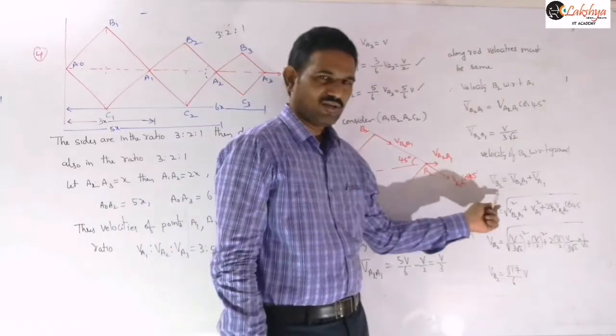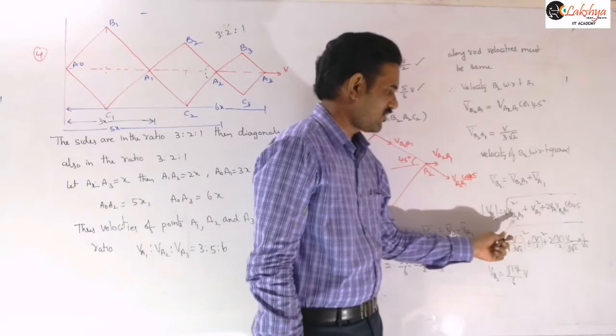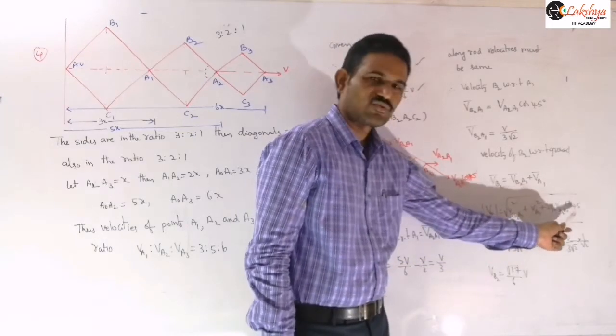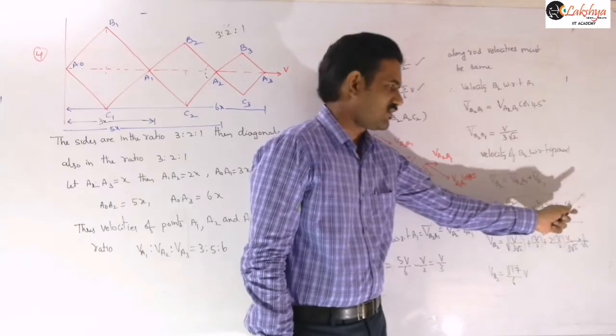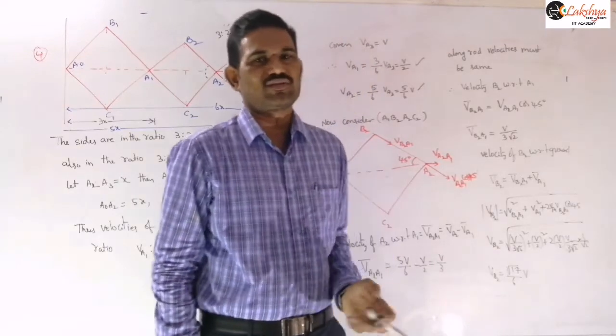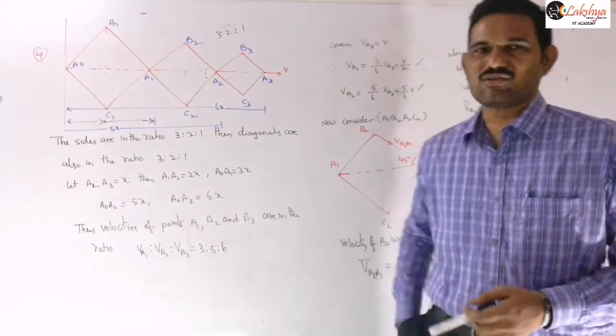And just apply the magnitude. We need to calculate the speed here. So you can apply this parallelogram law formula here: V_B2A1 square plus V_A1 square plus 2 V_A1 V_B2A1 cos 45, and substitute those values, then you will get the velocity of this end B here. So it is a way of finding these velocities in such a hinge structure, right?